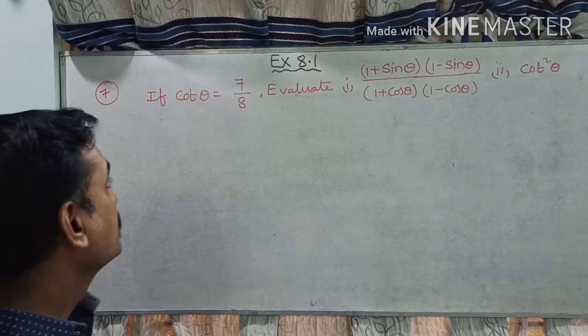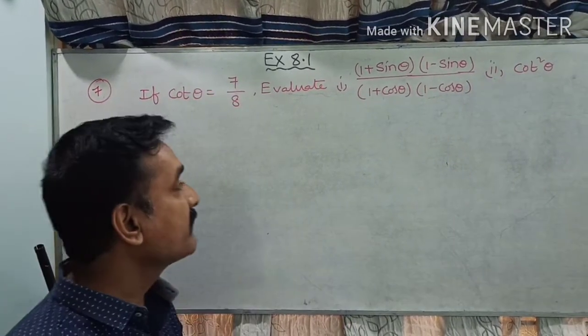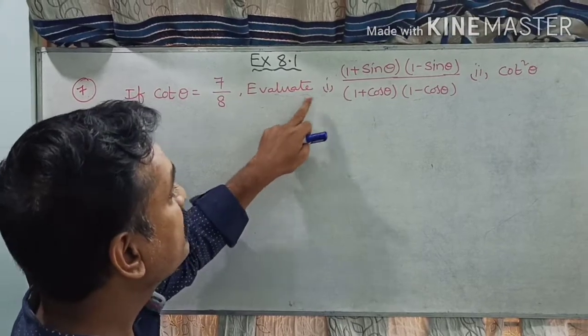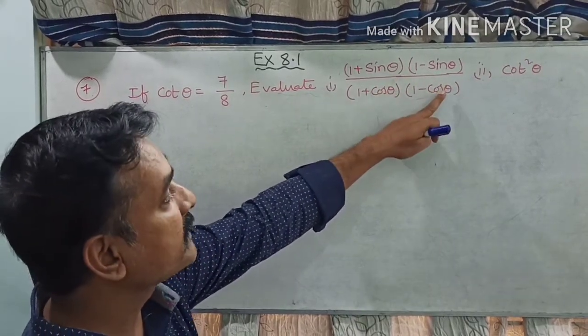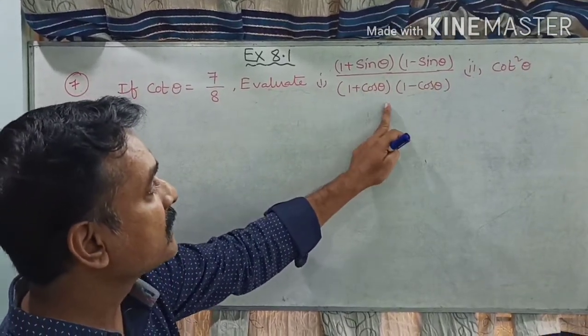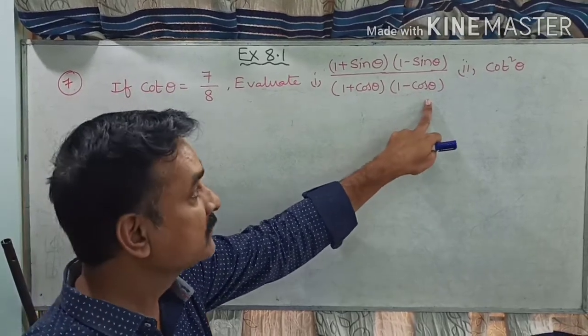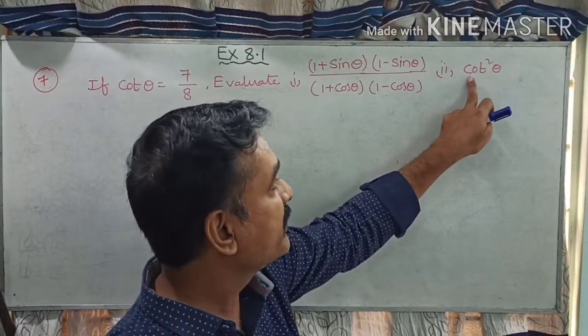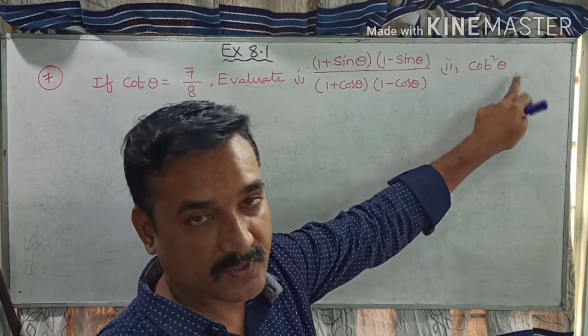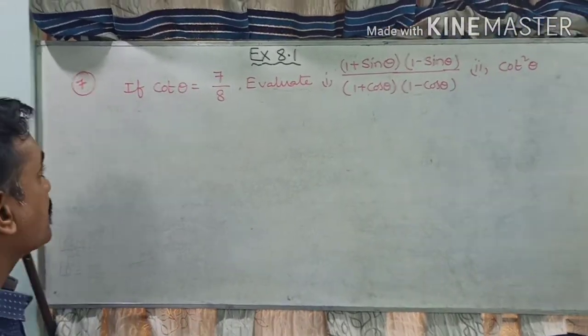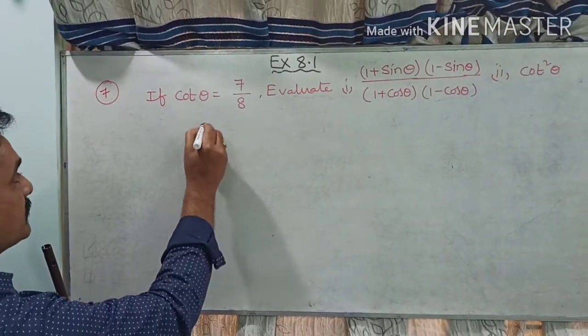Question number 7. If cot theta equals 7 by 8, evaluate (1 plus sin theta)(1 minus sin theta) by (1 plus cos theta)(1 minus cos theta). And in the second bit, find cot square theta. So first, cot theta equals 7 by 8.